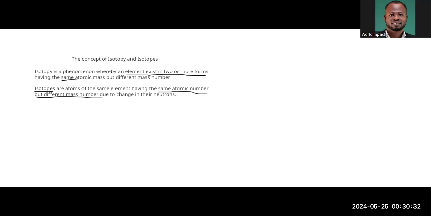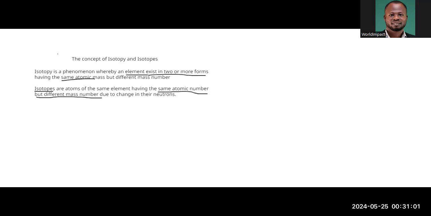While isotopes are the atoms of the same element, these are the fragments in which the original element exists, the forms into which it splits itself. That's what we refer to as the isotopes of the element. They have the same atomic number but different mass number due to changes in their neutrons.